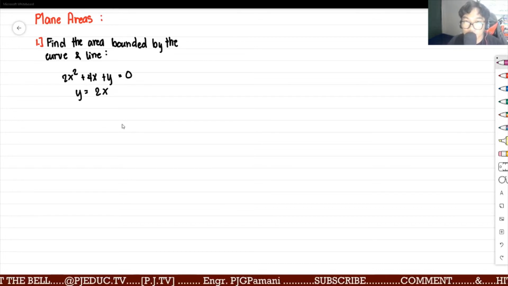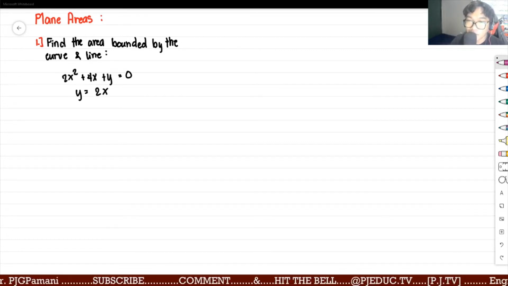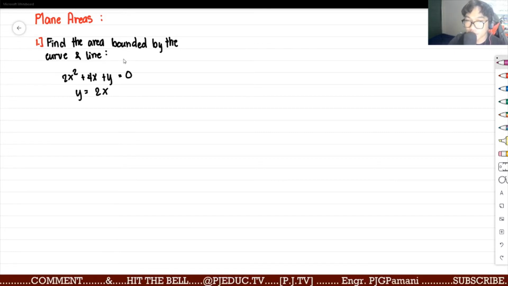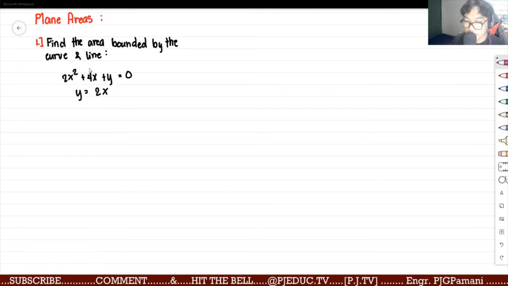Yes, sir. So in continuation, this is now plane areas, other examples. How about if we're going to deal with two types of equation, such that one of these equations is a parabolic curve, and one of these equations is a line, to find the area bounded by the intersection of the curve and the line.